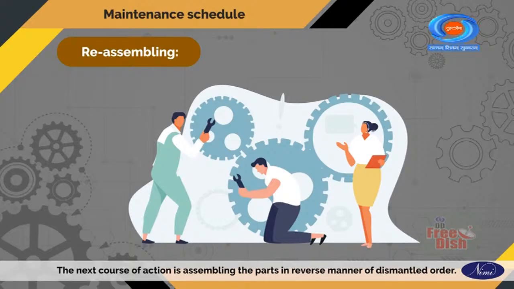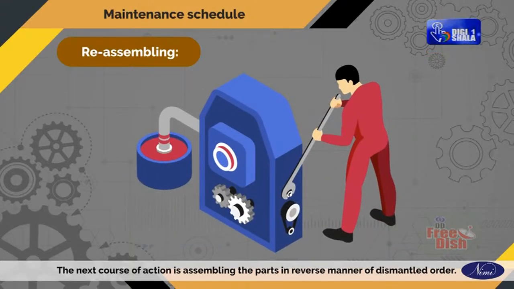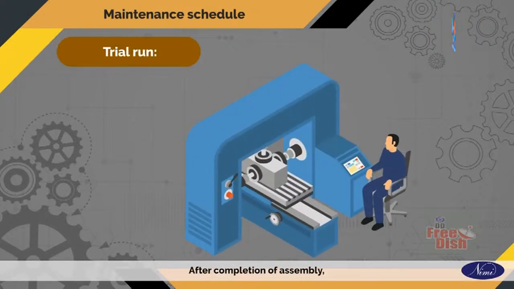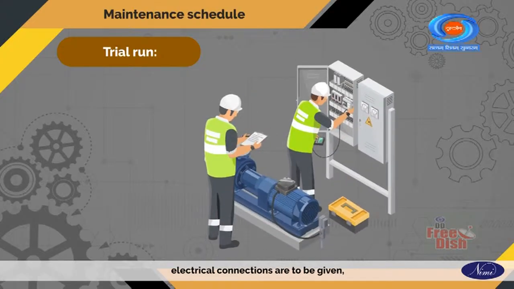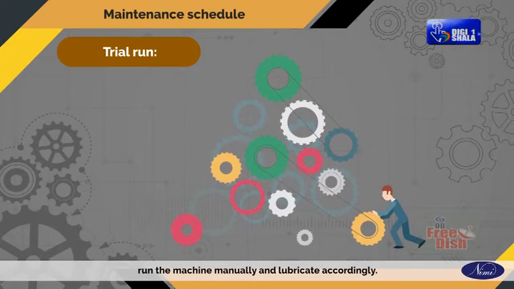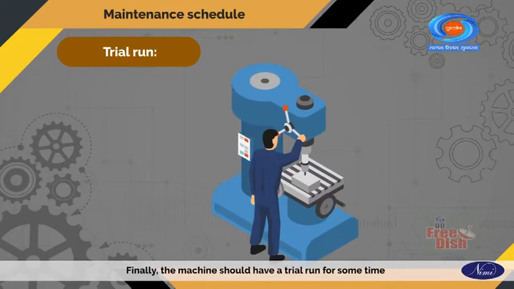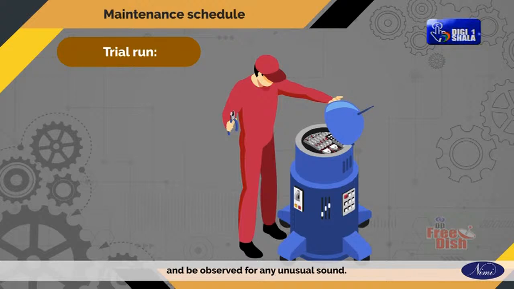Reassembling. The next course of action is assembling the parts in reverse manner of dismantled order. Trial run. After completion of assembly, electrical connections are to be given. Run the machine manually and lubricate accordingly. Finally, the machine should have a trial run for some time and be observed for any unusual sound.